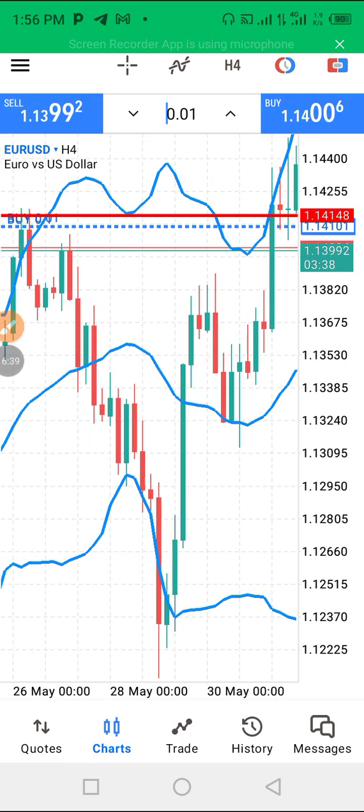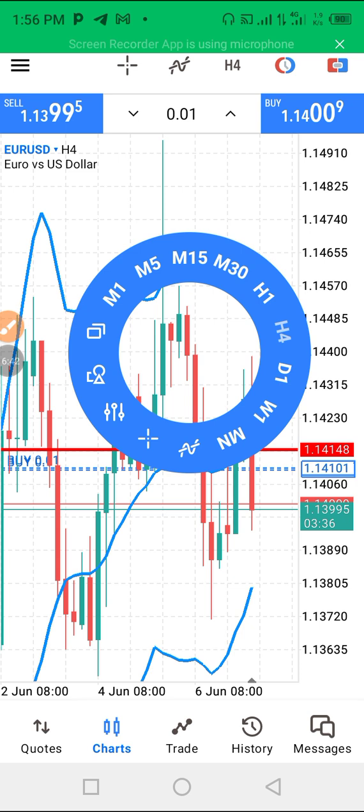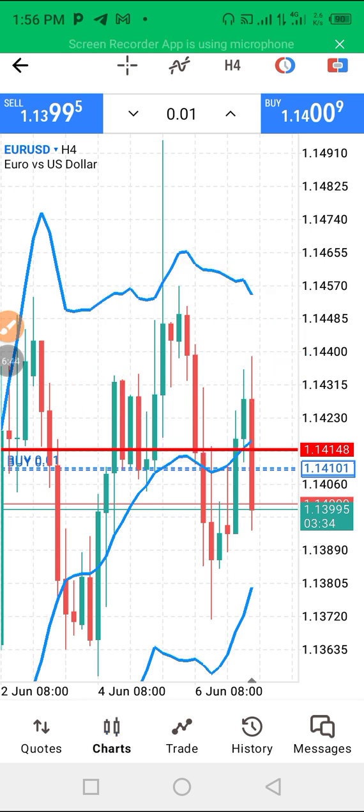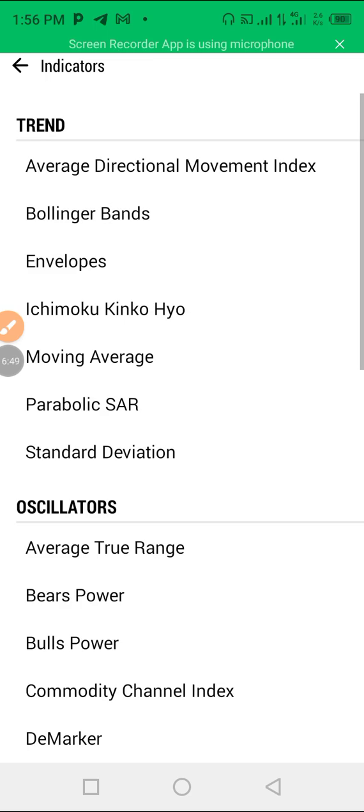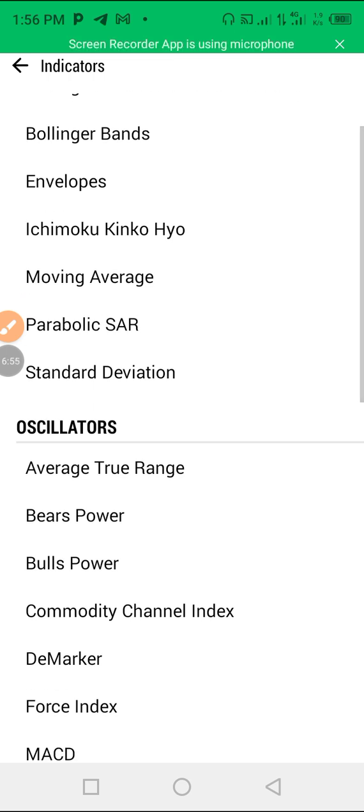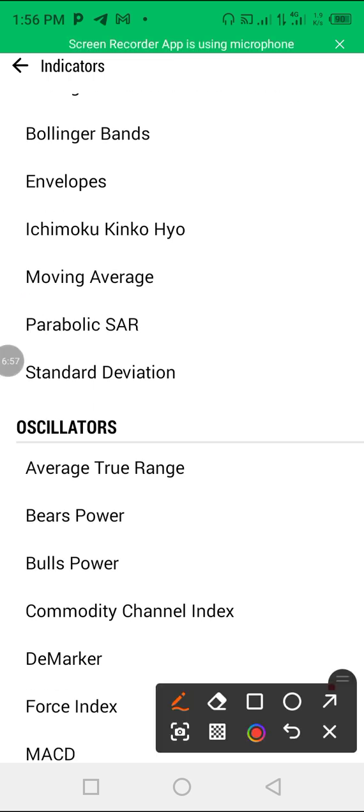Then we tap on it again. We go to the same F sign. We tap on the blue F, go there, and we find moving average. Yes, I've seen moving average. Go to moving average, see it here. We tap on it.